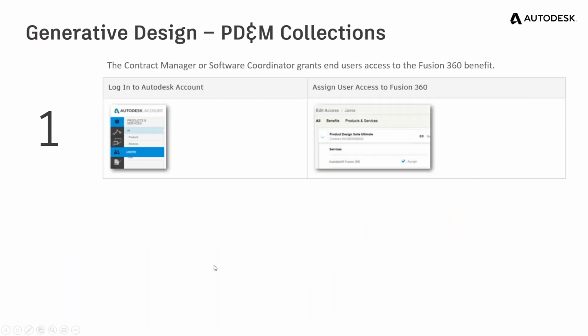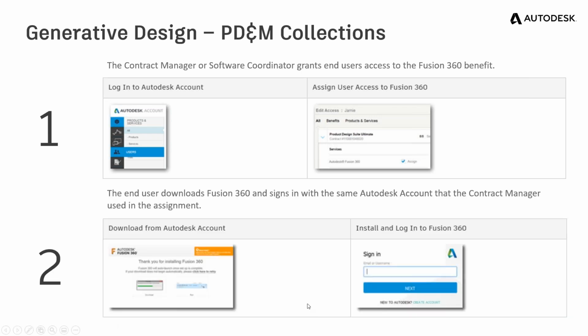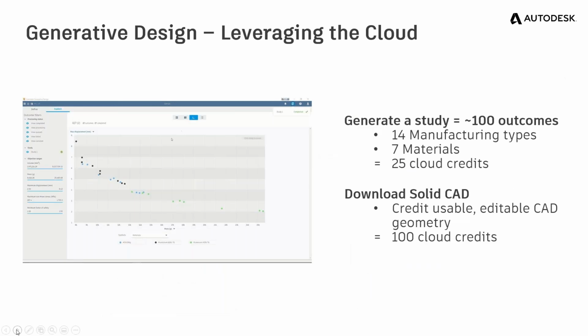So if you use Inventor as part of the product design and manufacturing collection, the news is that Fusion 360 is also part of the product design and manufacturing collection. So you just need to be added from your contract manager or software coordinator. Basically, you just need to assign to you the use of Fusion 360, and you just need to install it and then basically use the same credential that you use for Inventor for logging in Fusion 360.